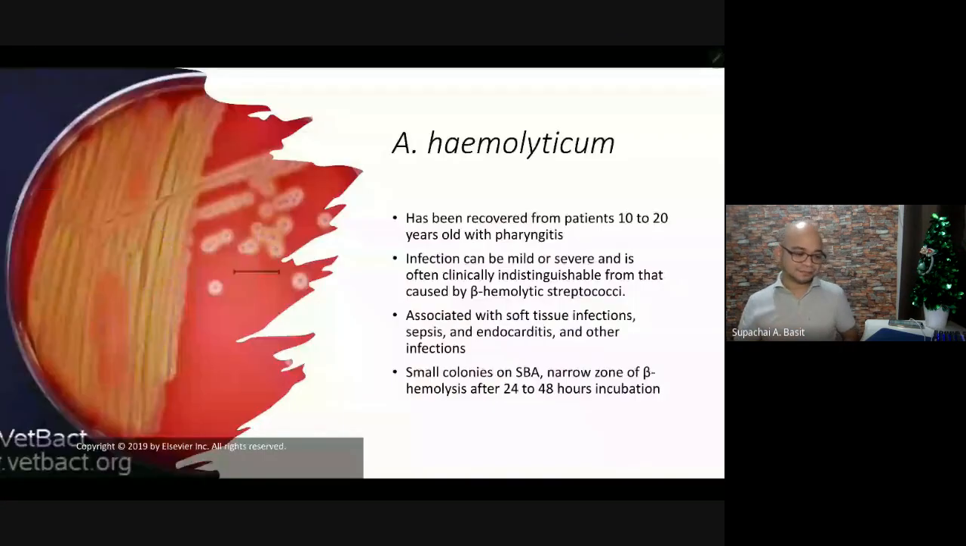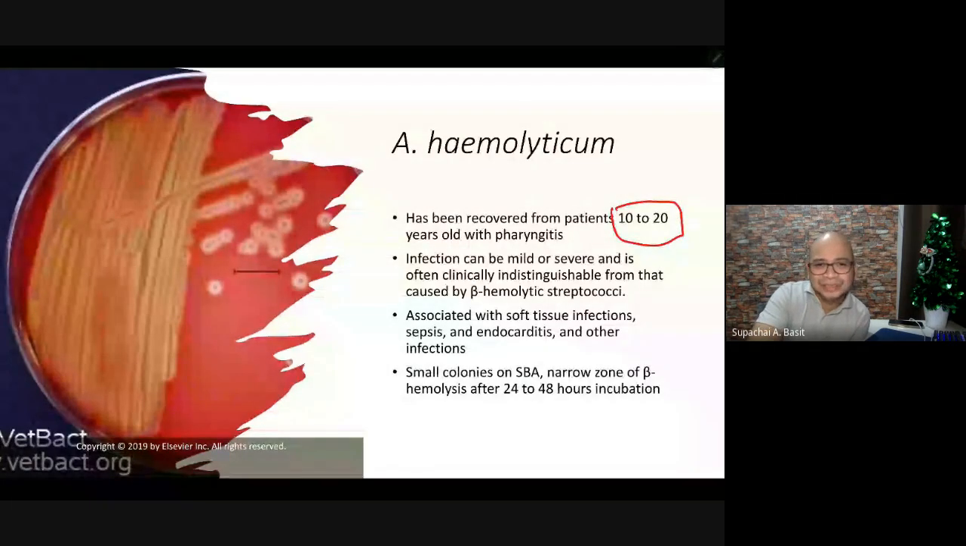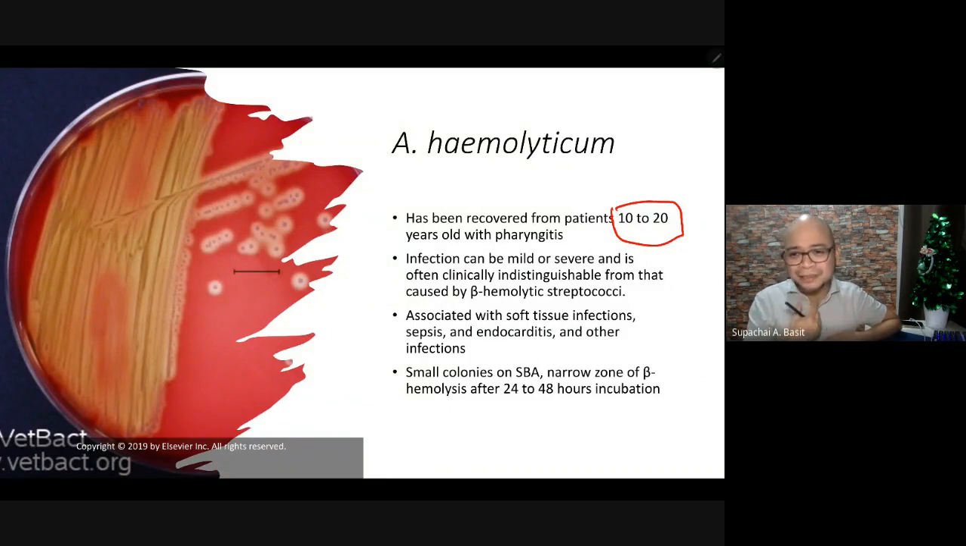So let's talk about Arcanobacterium haemolyticum. This bacterium has been recovered from patients between 10 to 20 years old. Usually these patients are complaining of pharyngitis. The infection can be mild or severe and is usually clinically indistinguishable from that of beta hemolytic streptococcus. So we think the patient has tonsillitis or pharyngitis, and most doctors would jump to the conclusion that it is caused by streptococci, because Arcanobacterium haemolyticum is rarely encountered.